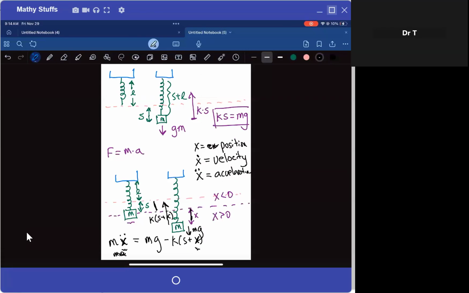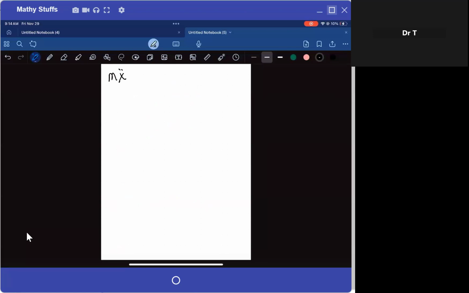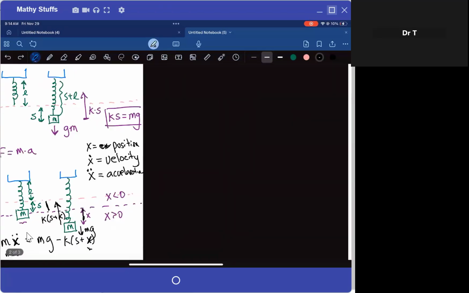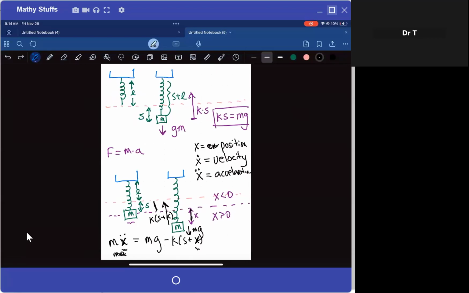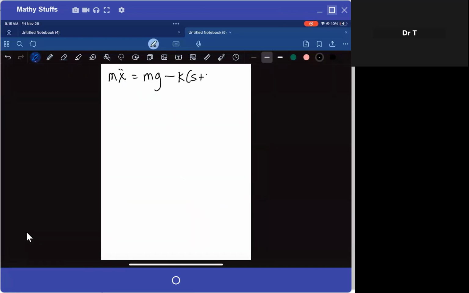All right, so let's move to a new page here real quick and copy that. I've got mx double dot, we've kind of got past the hard part here, equals force from gravity minus restoring force of the spring. Ooh, wait a minute. Did I miss a force? Let's go back here. Oh, page back is what I want. Yes. Yep, we're good. Okay. Just wanted to make sure everything was in order. So this was s plus x right here.